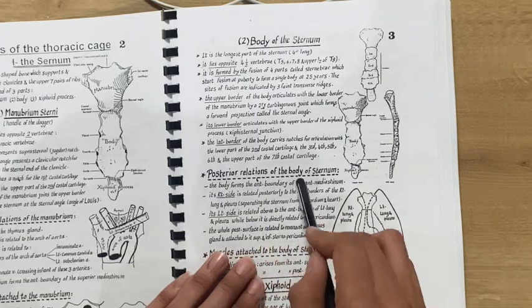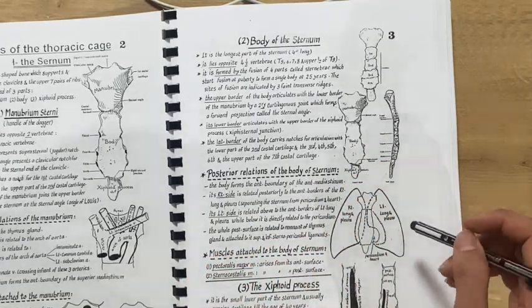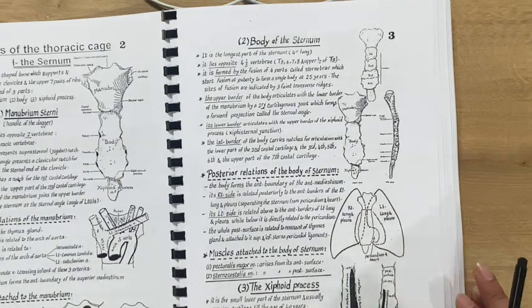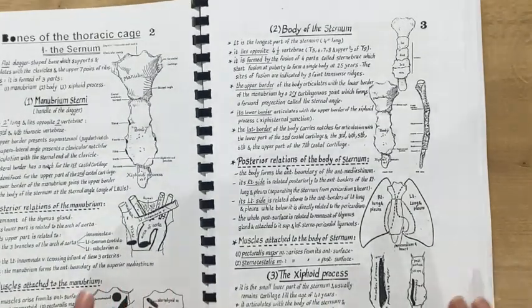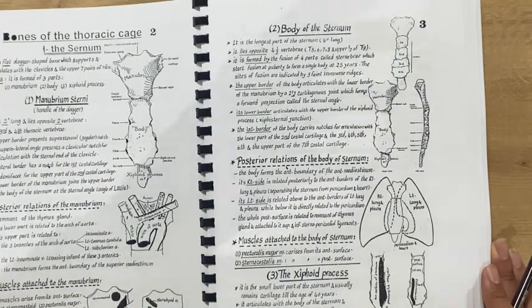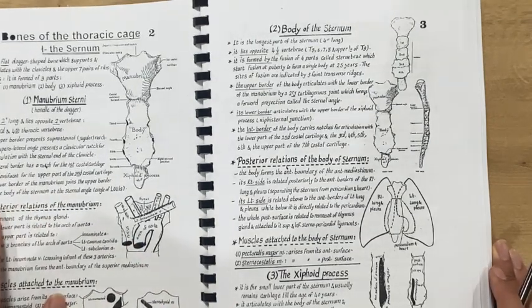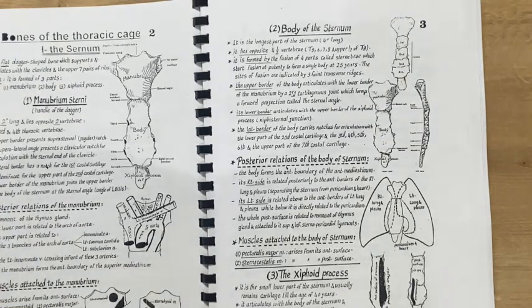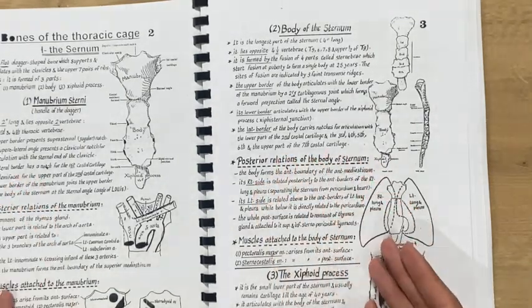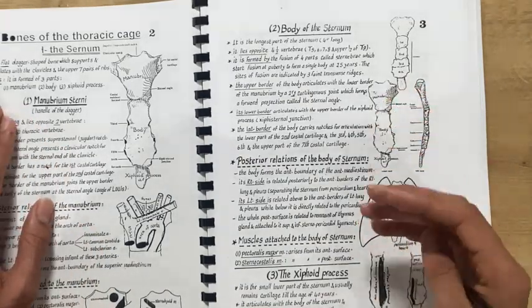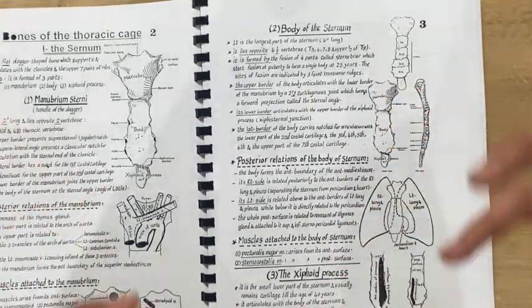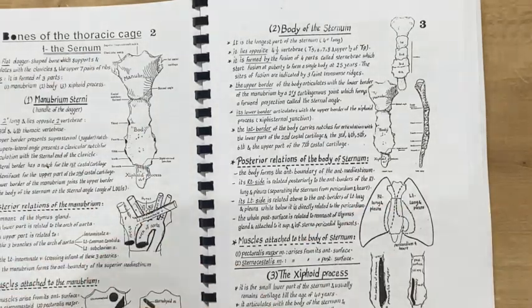And also it gives you some posterior relations of the body of the sternum. You do not have to really be specific with everything around the sternum, but the more knowledge you have, the easier it is for you to answer the question and show that you have a more well-rounded answer. So if you face a point like this, it's always nice to read even further and see what's around the sternum, what's behind the sternum, what's behind the body, the manubrium, and the xiphoid process of the sternum.